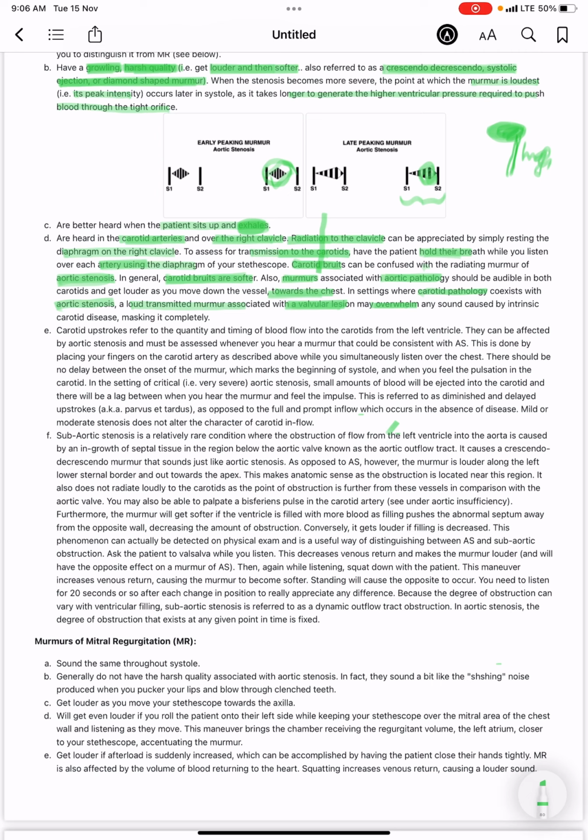Carotid upstroke refers to the quantity and timing of blood flow into the carotids from the left ventricle. It can be affected by aortic stenosis and must be assessed whenever you hear a murmur that could be consistent with aortic stenosis. This is done by placing your fingers on the carotid artery as described above while you simultaneously listen over the chest.